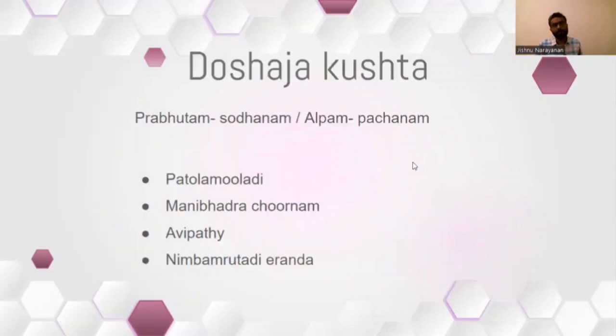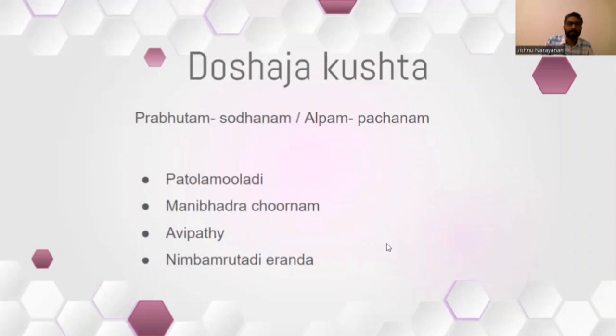If there is no involvement of ama, we have seen all the sama and nirama lakshanas, and if we are sure that there is no involvement of samata in the Kushta, then dosha pachana should be done, and for that, specific kushtahara dravyas or kushtahara yogas can be incorporated. So there are multiple yogas which we use. If the dosha is in prabhuta avastha, if too much dosha is involved and the symptoms are very much, we can go for shodhana if ama is not there. And if it is alpa Kushta, then pachana can be incorporated.